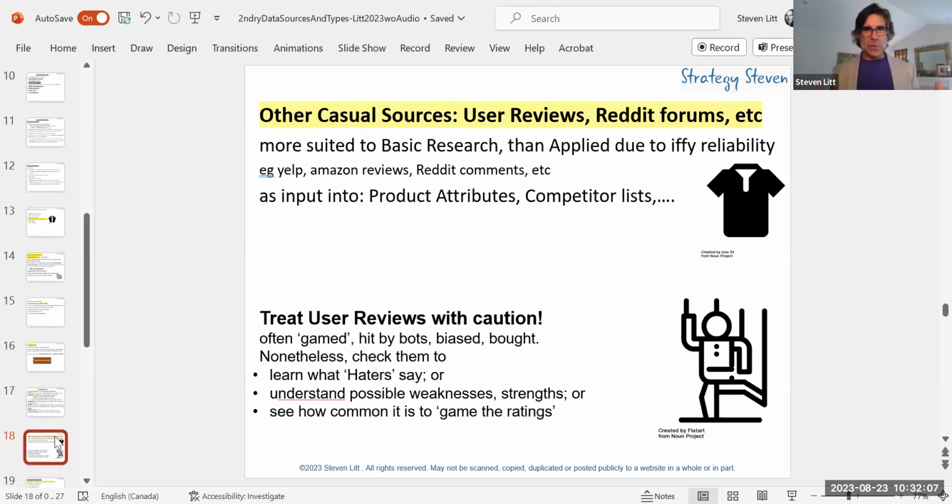What other forms of street or casual research are there? Well, there are user reviews. I know. They're more suited to basic research than applied research, and they are very unreliable. However, they might give you insight into product attributes, competitor lists. I know they're gamed and hit by bots and biased, but you've got to learn what the haters are saying about your brand. You might as well know what some possible weaknesses and strengths are.